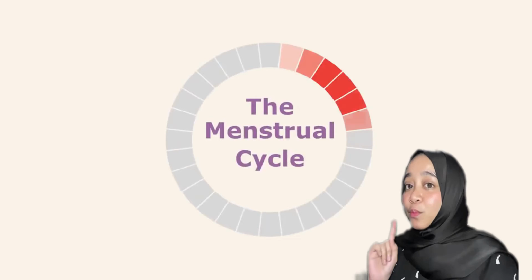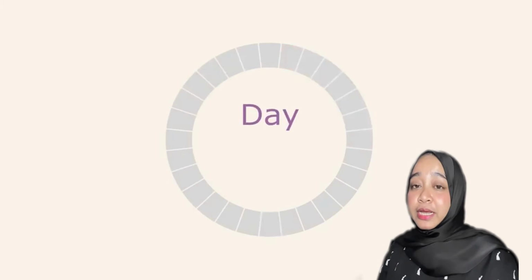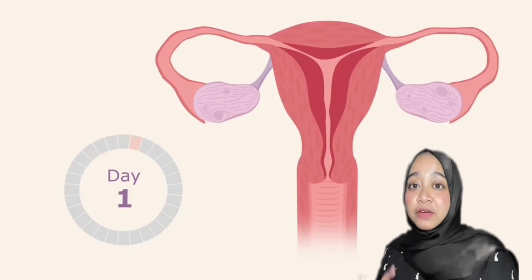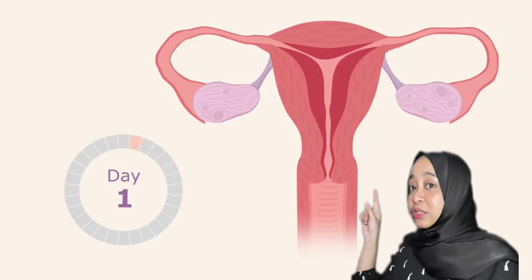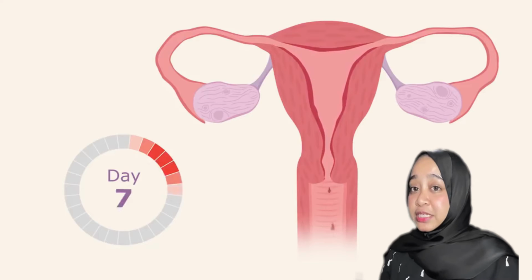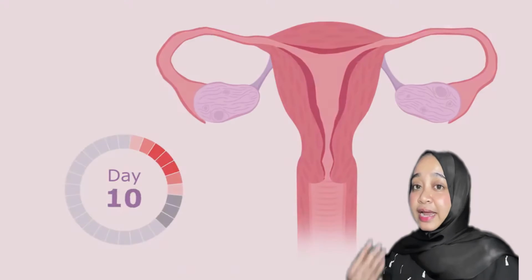This is the time from one period to another, usually about 28 days. Day 1 of the menstrual cycle is the first day of a period. The uterus starts to shed its lining. As soon as the period ends, the uterus prepares again to receive a fertilized egg.